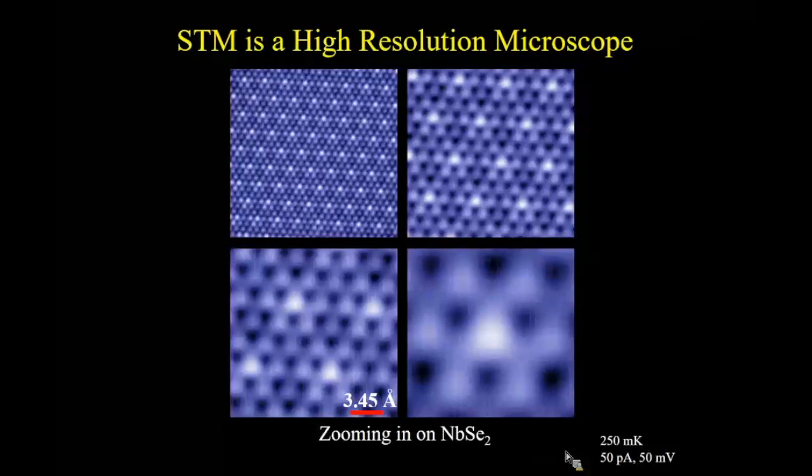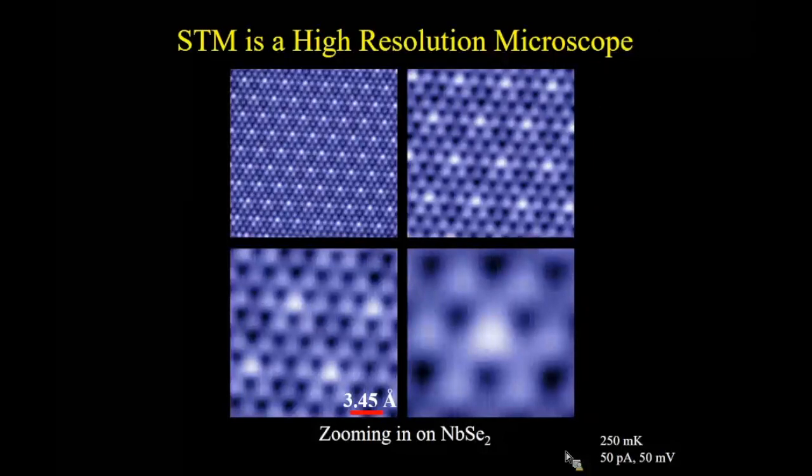One thing you'll notice about this, though, is that what you're looking at here is a bunch of selenium atoms in niobium diselenide, which is a low-temperature superconductor. And we know that the selenium atoms are all essentially the same, but if you look at it here, you'll see that it looks like every third selenium atom is sort of higher than its neighbors.